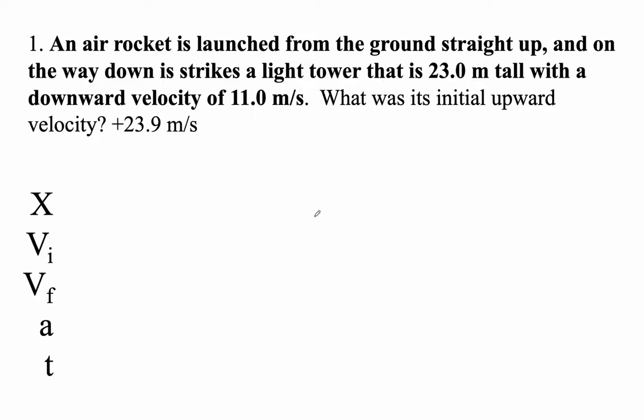An air rocket is launched from the ground straight up, and on the way down, it strikes a light tower that is 23 meters tall with a downward velocity of 11 meters per second.